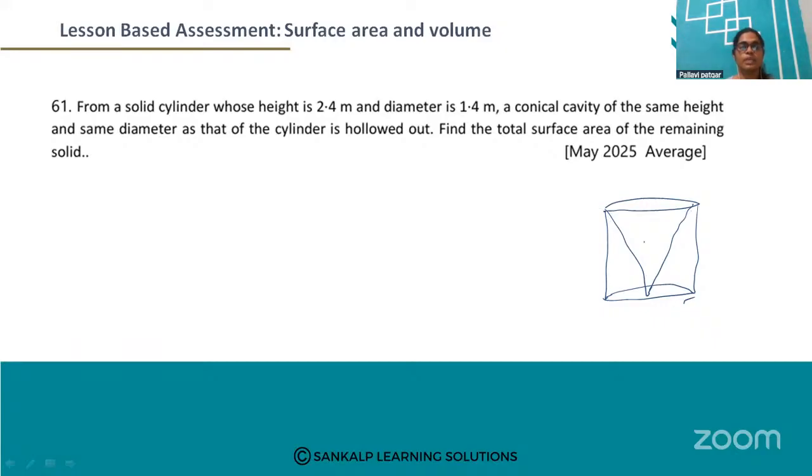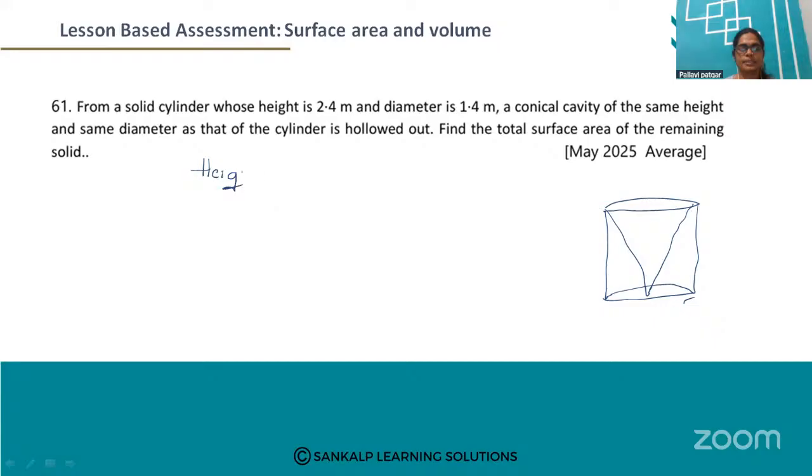So this will be the sum of the curved surface area of the cylinder, the area of the cylindrical base and the curved surface area of the cone. So this is the remaining portion. Okay. So first we will write the given data.